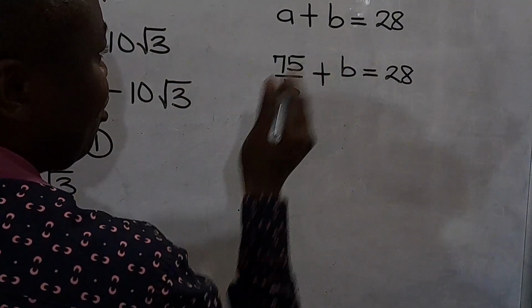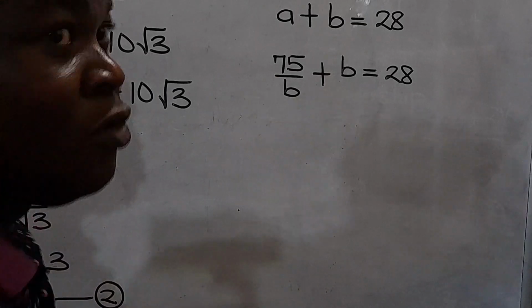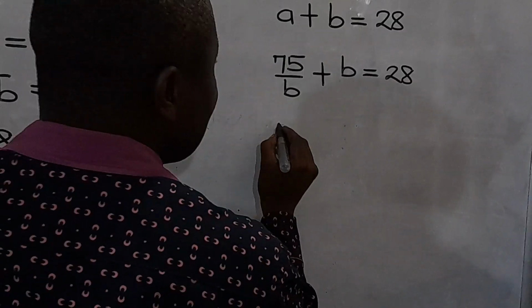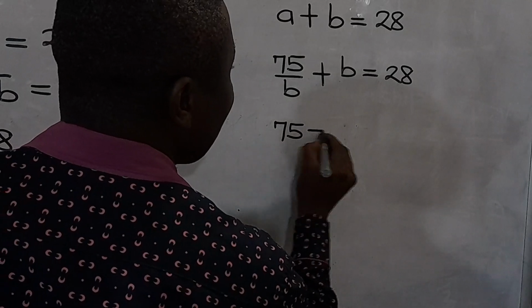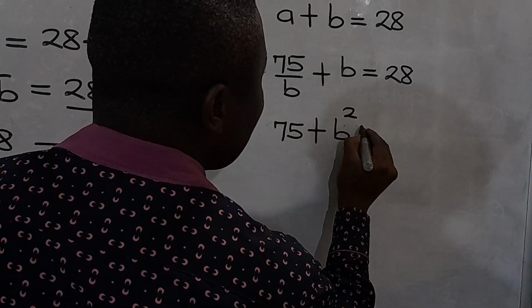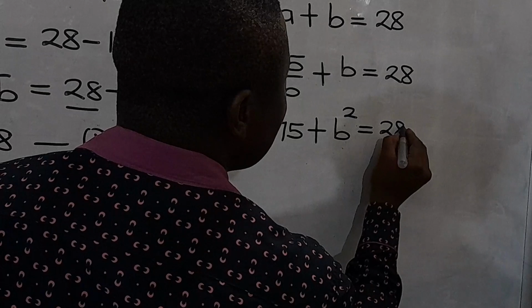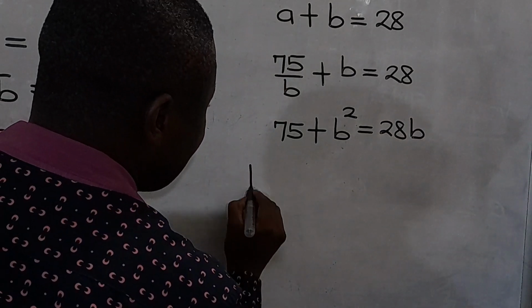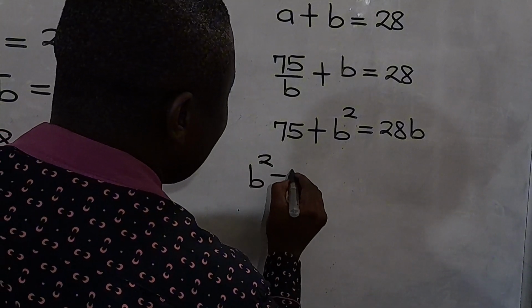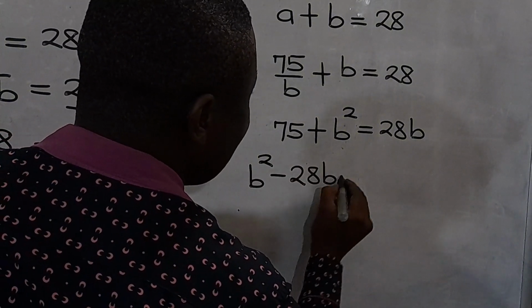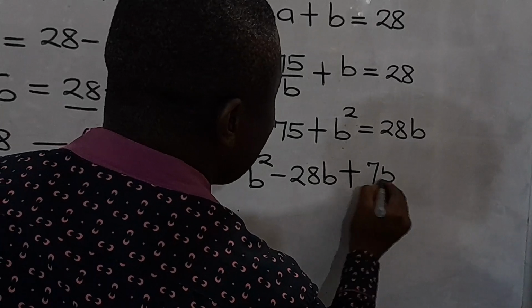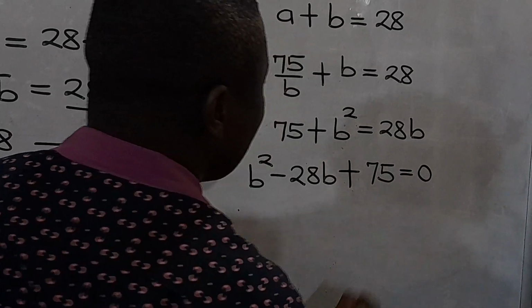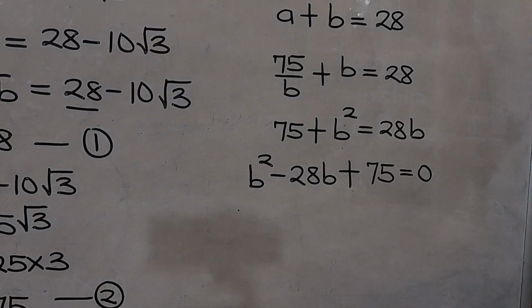Let's clear fraction by multiplying through by b. So this is 75 plus b square equal to 28b. Let's rearrange. This becomes b square minus 28b plus 75 equal to 0. Look at this. We've gotten a quadratic equation. We can go on to simplify this.